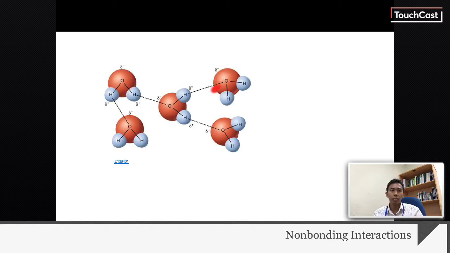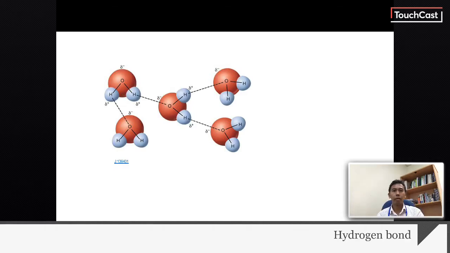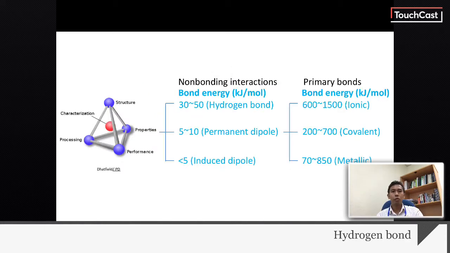Nonbonding interactions do not result from sharing electrons. They occur because of attraction between partial charges that are present in molecules. That is why the bonds are much weaker than primary bonds, such as covalent bonds, ionic bonds, and metallic bonds. There are three types of nonbonding interaction: hydrogen bond, permanent dipole, and induced dipole.